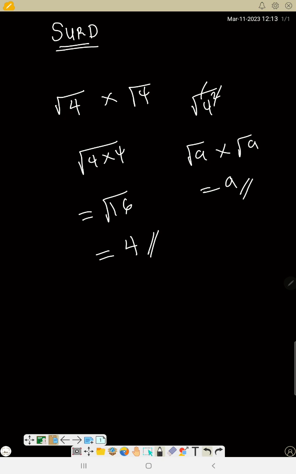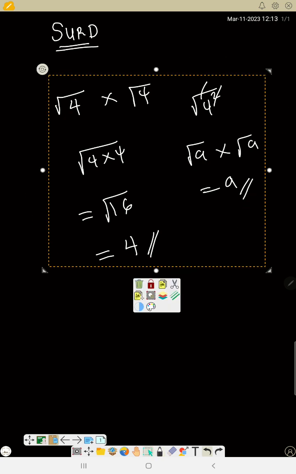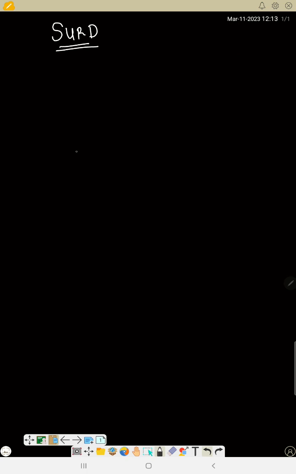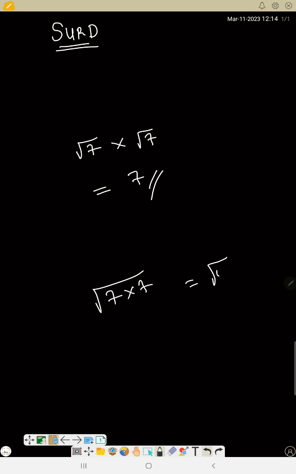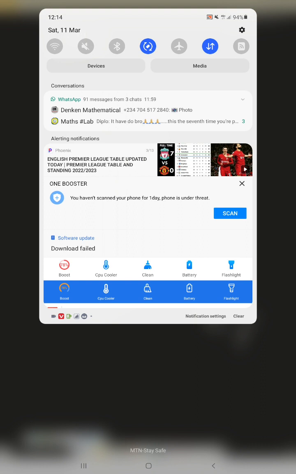Answer. So that means if I have root 7 times root 7, so now root 7 times root 7, because they have the same root, that is just 7. That is 7 here. Or if you multiply normally, that will be 7 times 7, and that is root 49, and that is 7. So now I'll do rationalization next. So solve questions on this.